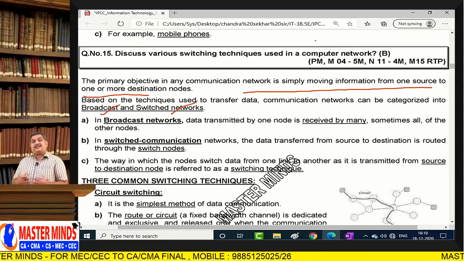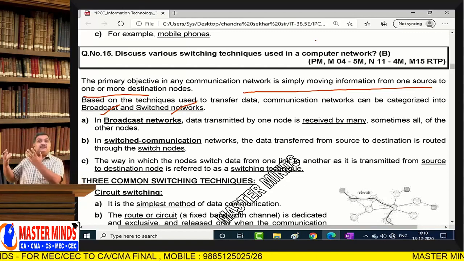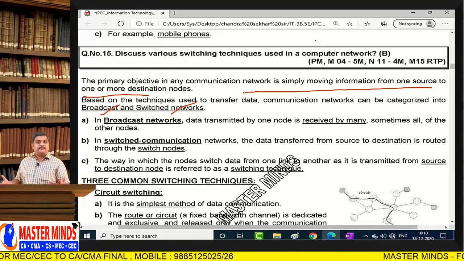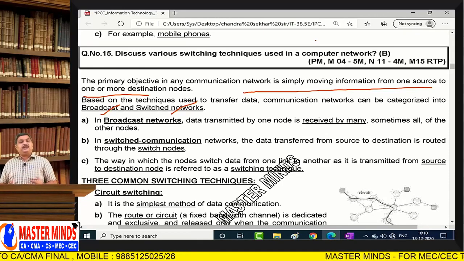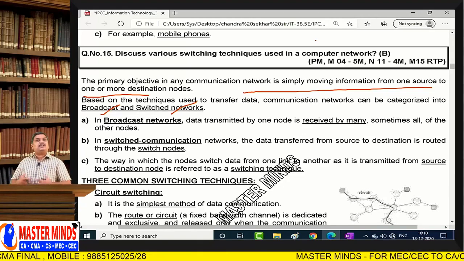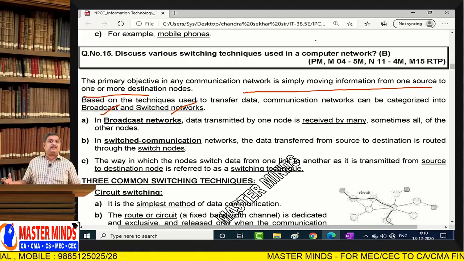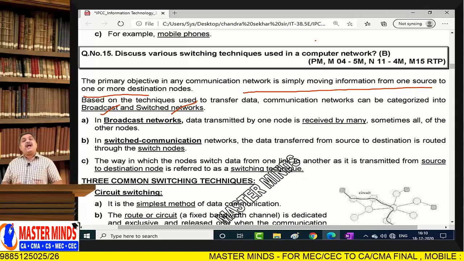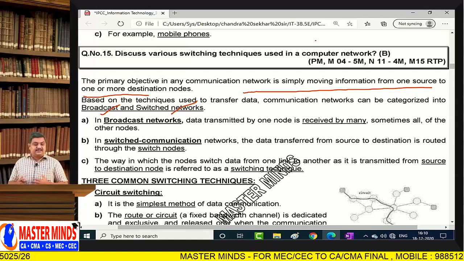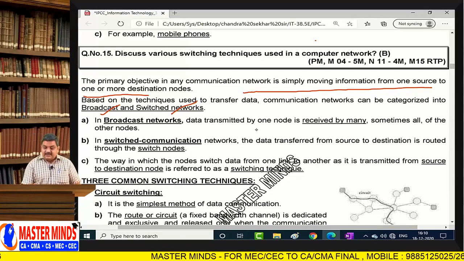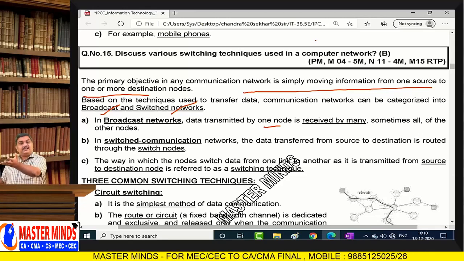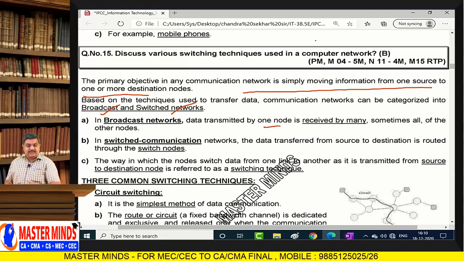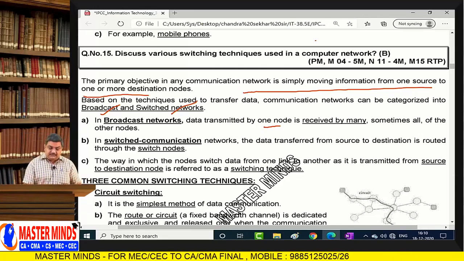See, what do you mean by broadcast networks? See, all these TV networks are broadcast networks. Okay. BBC, British Broadcasting Corporation. That means a particular message is broadcasted and whoever wants to watch it can watch it. Everyone will have an access of it. That is called as broadcast networks. That means the data is transmitted by one node, is received by many. Like in the case of TV.